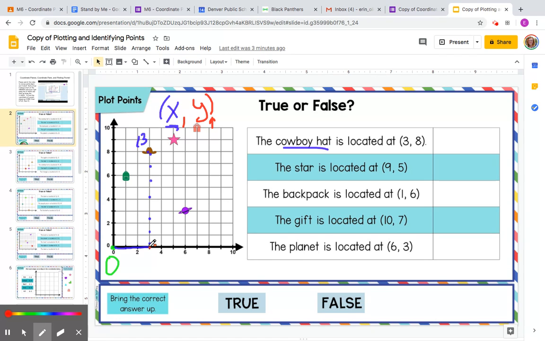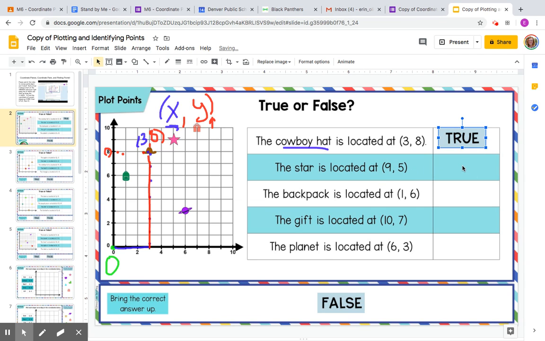And my y, let's see how tall it is. 1, 2, 3, 4, 5, 6, 7, 8. Go over, yep, it hits the 8. So 3, 8. Let's check out our answer. The cowboy hat is located at 3, 8, that is true. I would take my true sign and I'd put it over there. You guys are going to continue to do this for all of these points.